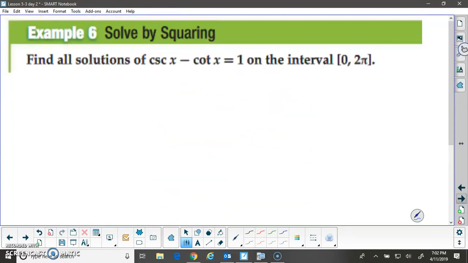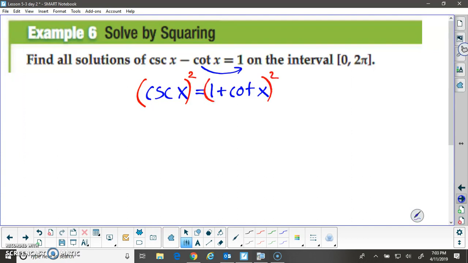Next example is very similar to the last one. I want to get one trig function throughout, and here we have a cosecant and a cotangent. So let me take this cotangent and move it to that side, giving me cosecant of x equals 1 plus cotangent of x. Now what we're going to do is square both sides.